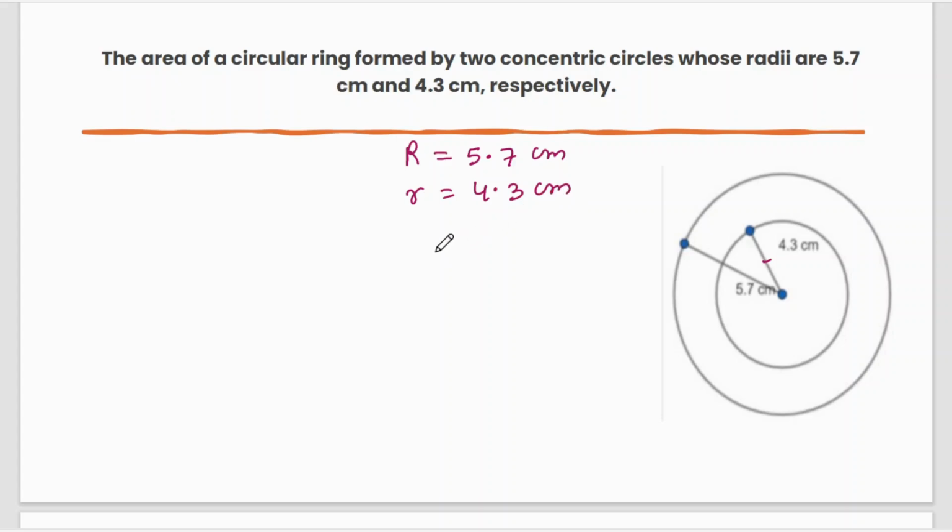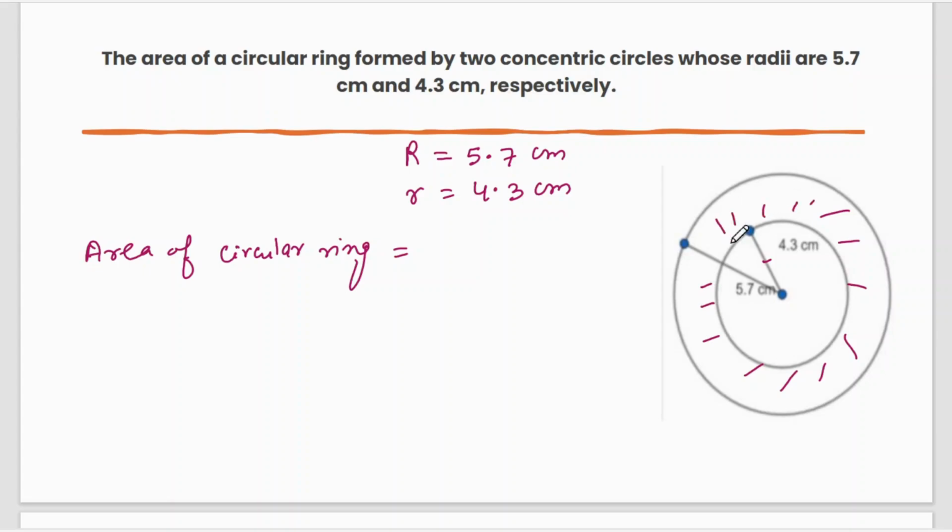Okay. Now, how to calculate the area of this shaded portion? We know the area of a circular ring. They are asking you to find the area of this shaded portion only. This is the part where you have to find the area. So you know the formula. It is pi R square minus r square. Further you can write pi (R plus r) and (R minus r).